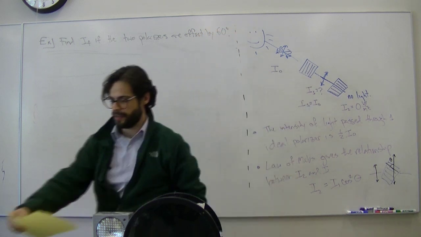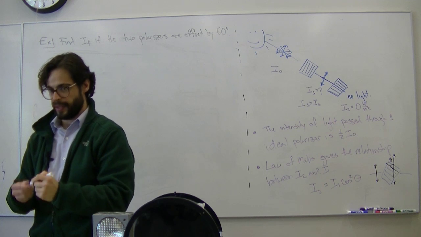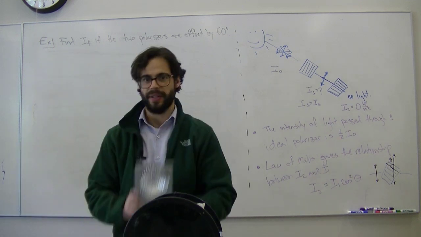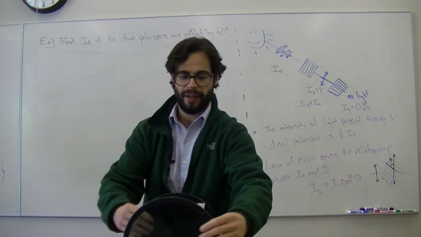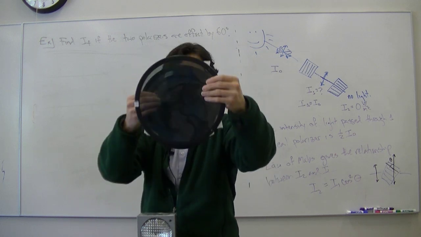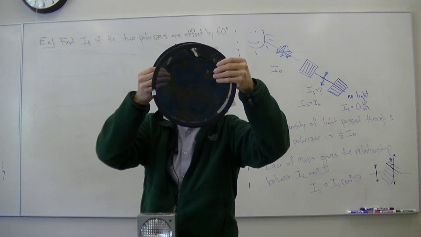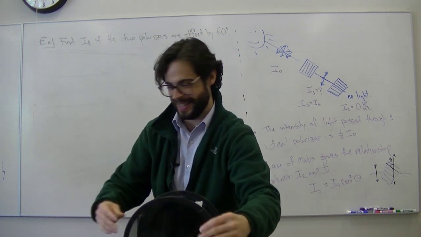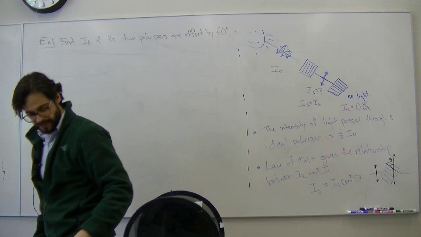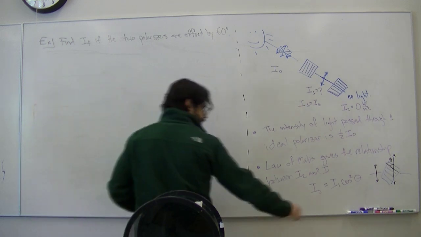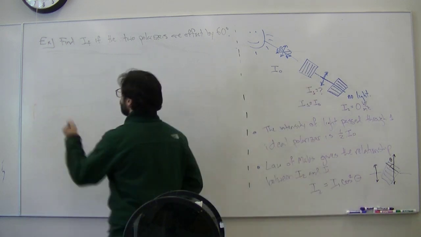So let's say I have two polarizers that are offset by 60 degrees. I've got light, and then I've got these two things, and I'm going to offset them by 60 degrees. Actually, you guys can see that too. So I should disappear, right? I don't know. We'll see how it comes out. Okay. So light.